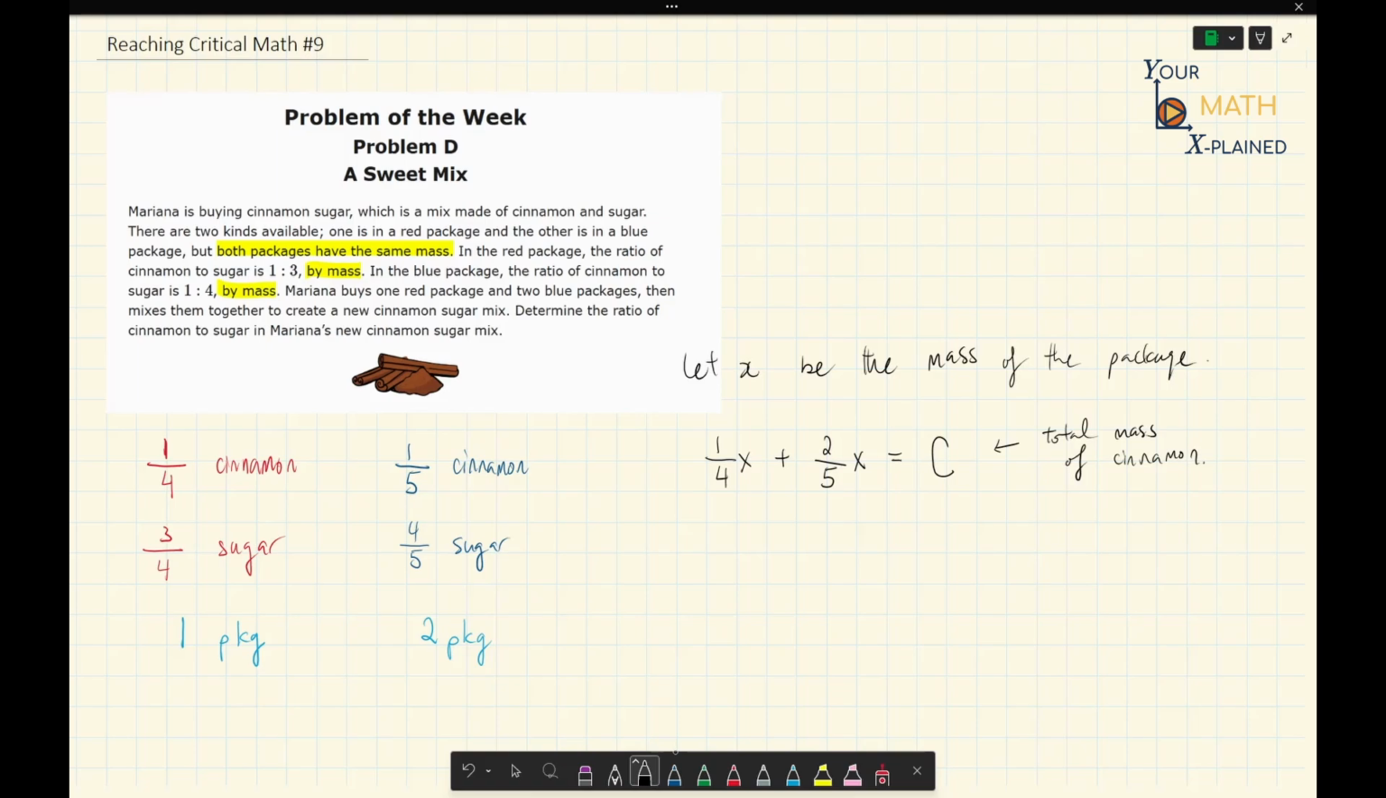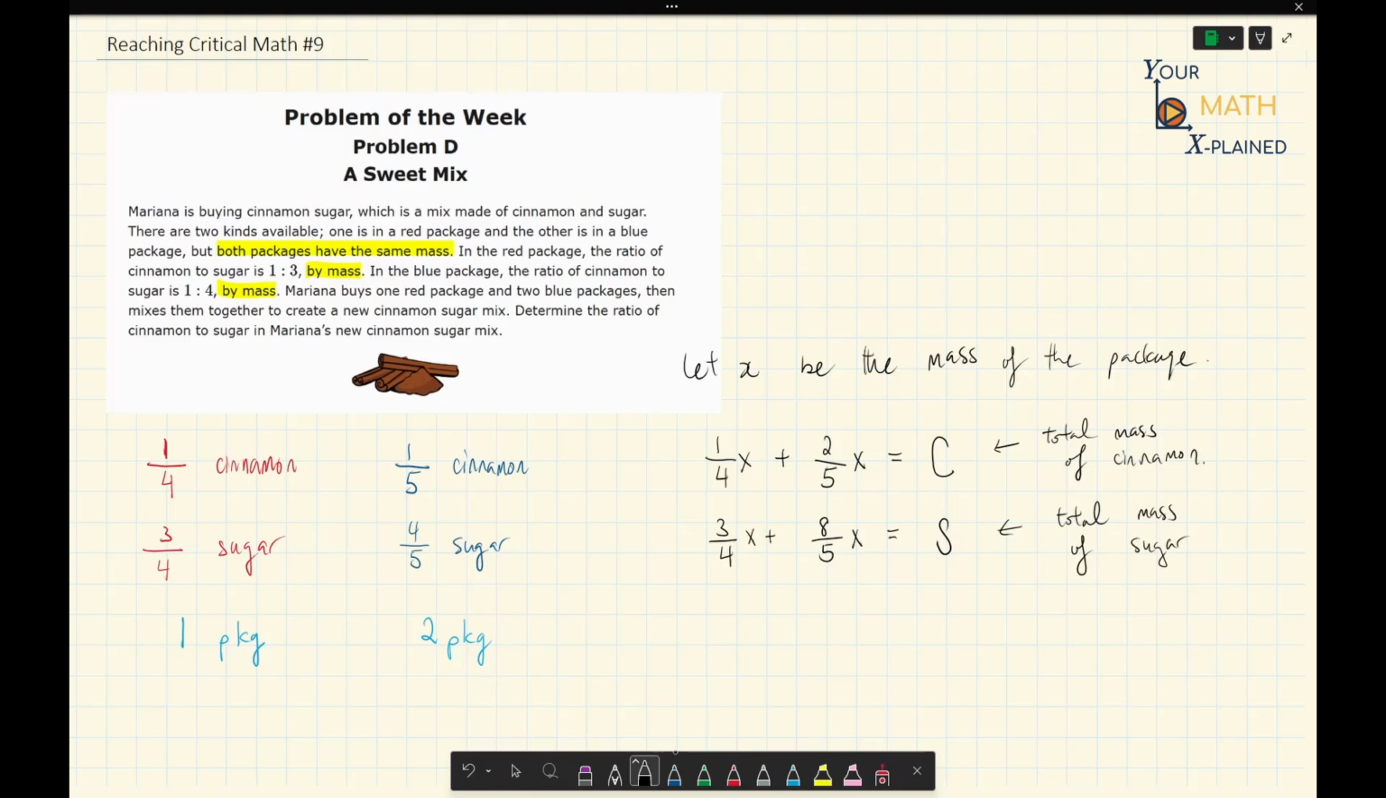We can do something similar to create another equation for the sugar. So we've got 3/4 x plus, instead of 4/5 x, we're going to do 8/5 x because we have 2 of those packages, so we're multiplying that by 2, equals S, and this would represent the total mass of sugar.